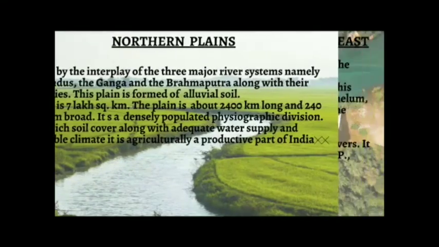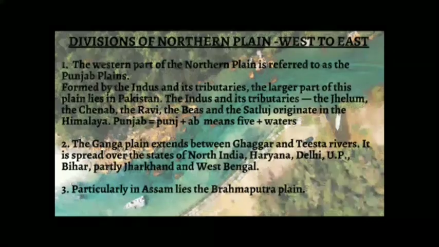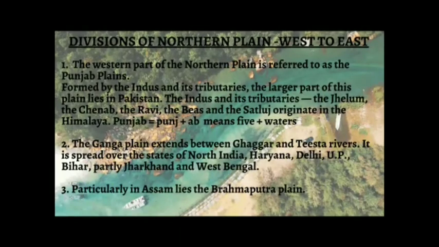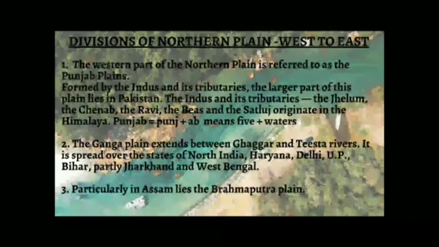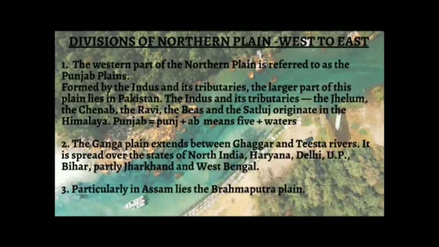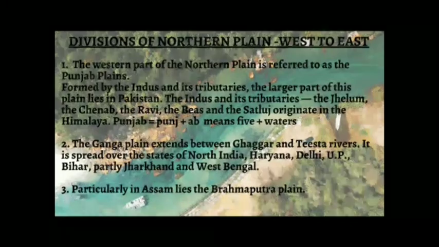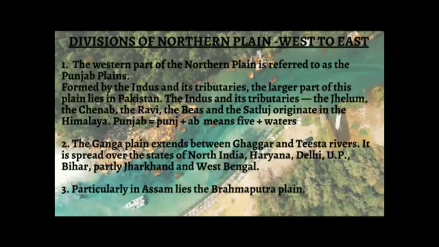Okay. Now since it is a very big area, we have to learn in divisions. So divisions of northern plain from west to east. The western part of northern plain is called Punjab plain. This is formed by Indus River and tributaries. Larger part is present in Pakistan. Some part is present in India. The Indus and its tributaries. Which tributaries? The Jhelum, the Chenab, the Ravi, the Beas and the Satluj.